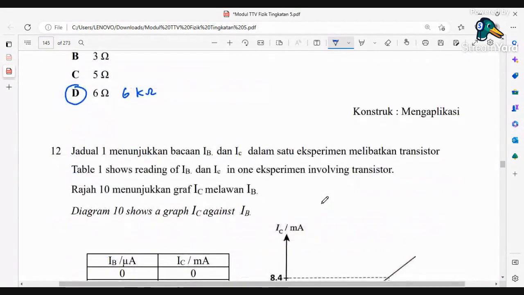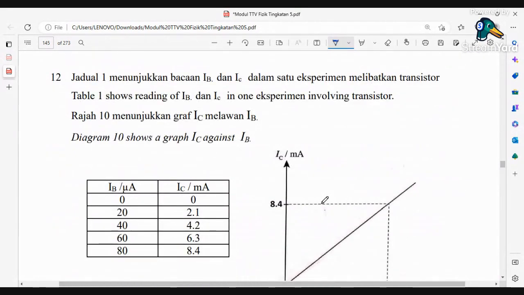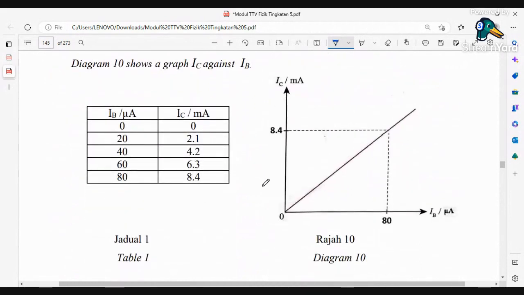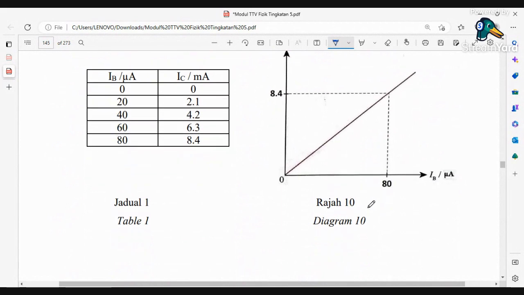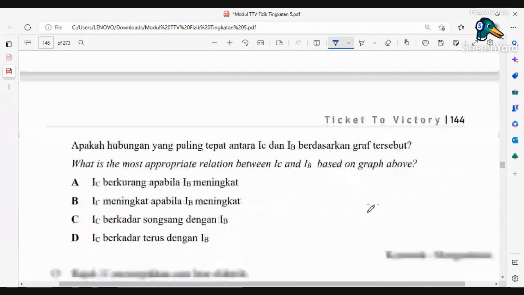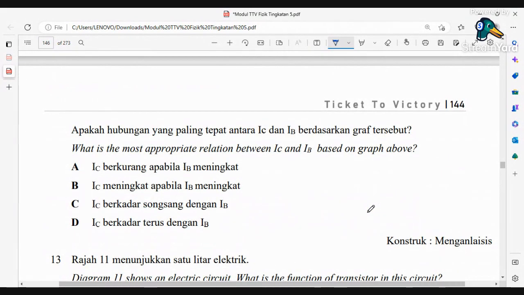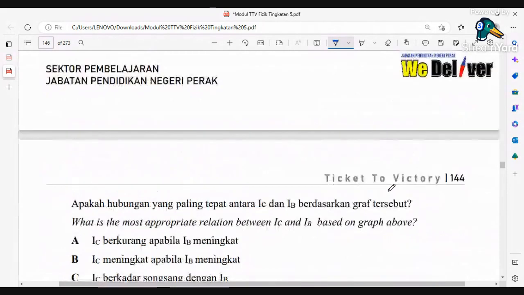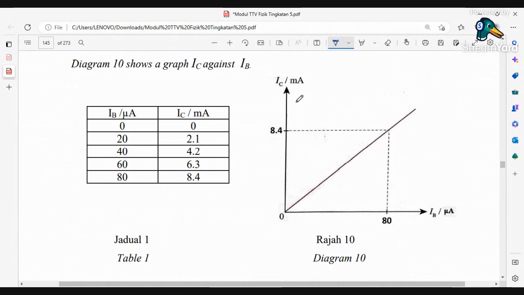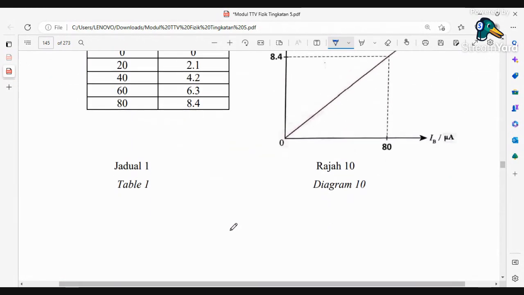Okay, this is B. Number 12, IB and IC, experiment involving a transistor. There is a graph here. What is the most appropriate relation between IC and IB based on the graph above? You can see from here it is a directly proportional graph.